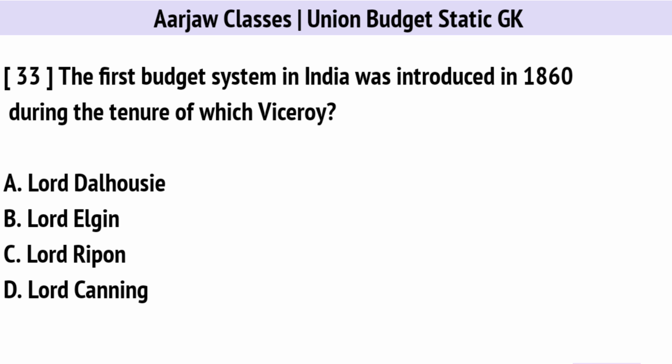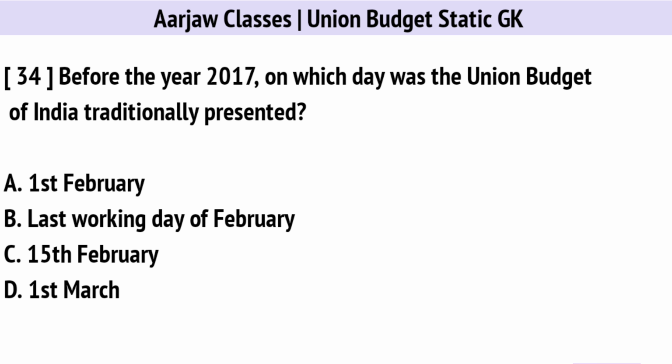The first budget system in India was introduced in 1860 during the tenure of which Viceroy? Correct option is D. Lord Canning. Before the year 2017, on which day was the Union Budget of India traditionally presented? Correct option is B. Last working day of February.